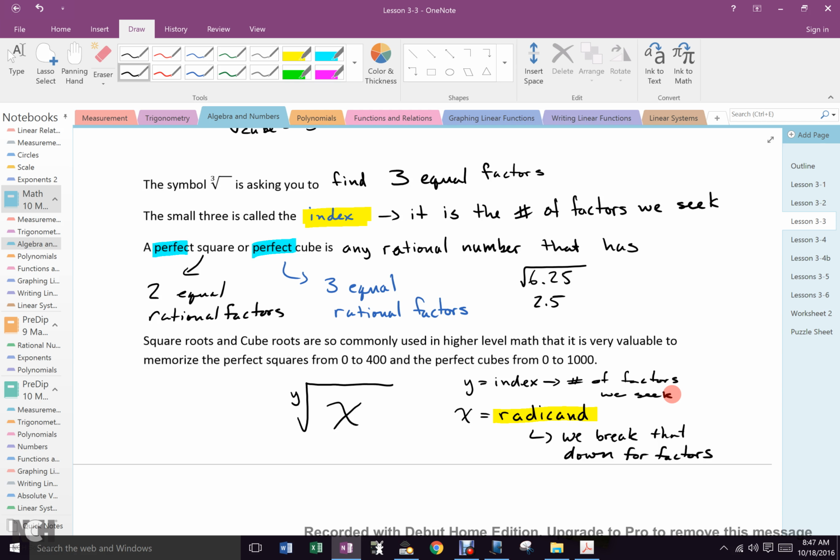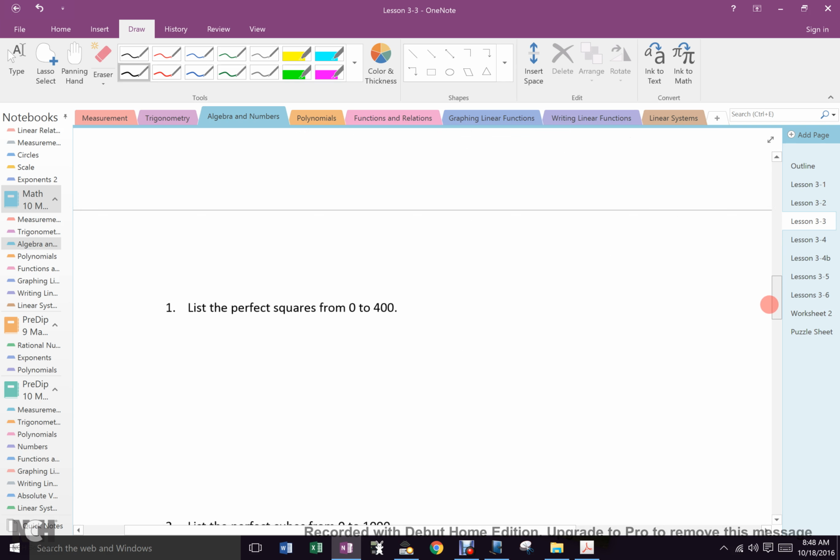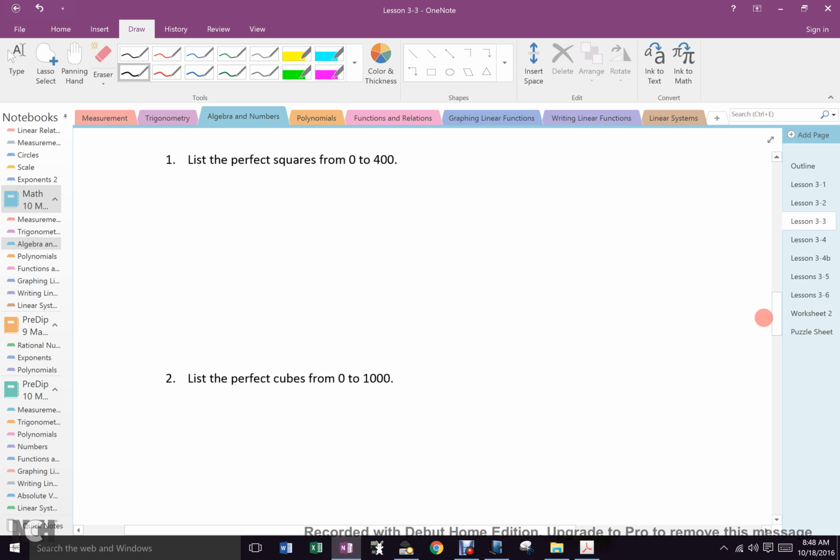Again, though, will I test you on it? No, because this isn't memory 10. This is math 10, right? But it will be helpful if you know them. Everybody cool? So if you were in my grade 9 class, I made you do this anyway. But if you weren't, you should. Perfect squares from 0 to 400.